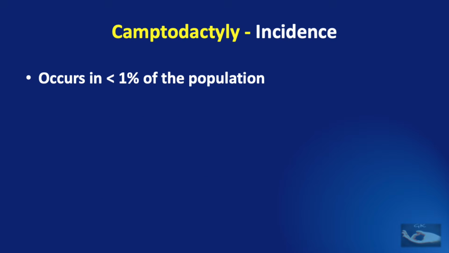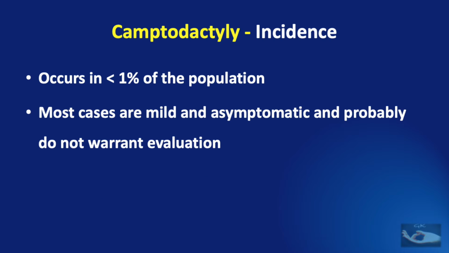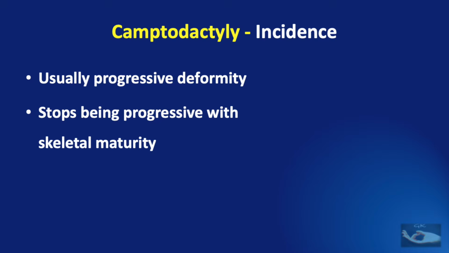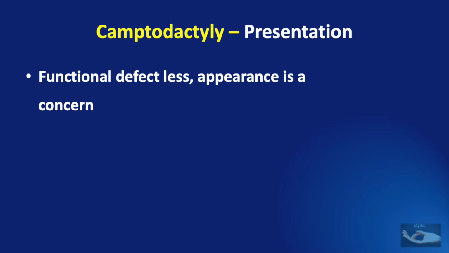It is seen in less than 1% of the population. Most cases are mild and asymptomatic and probably do not warrant evaluation also. And this condition is bilateral in approximately two-thirds of the patients. As we have mentioned earlier, it is usually a progressive deformity, but it stops being progressive as skeletal maturity is attained. In congenital camptodactyly, functional deficit is mostly limited and therefore appearance is mainly the concern.